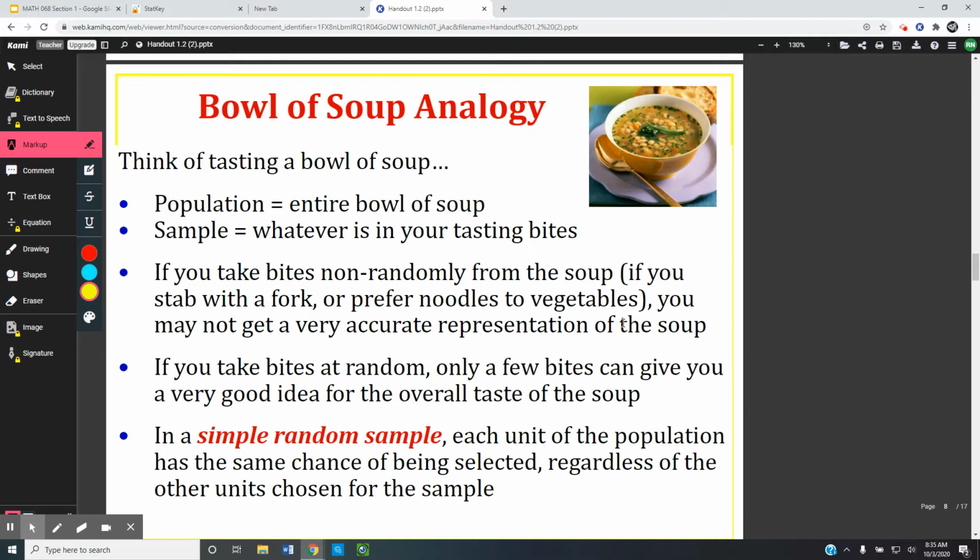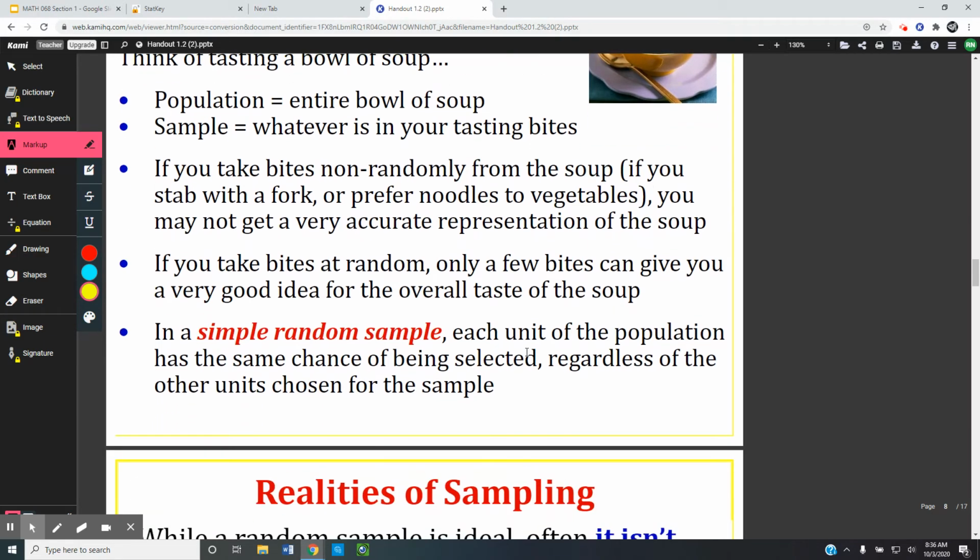But if you're like my kids and you spoon out what you like out of the soup, you're really not getting a good sampling. You're getting a biased sample because you're taking out the things you like and eating those. If you steer away from the vegetable or whatever you don't like, then you're not really sampling the entire thing. So think about when you take a sample, that sample has to be blindly taken so that everything has an equal chance of getting into the unit. At the bottom it says, in a simple random sample, each unit of the population has the same chance of being selected.